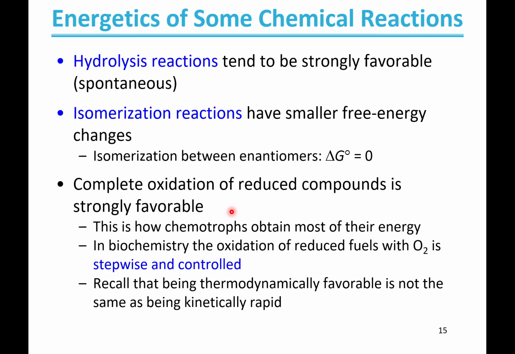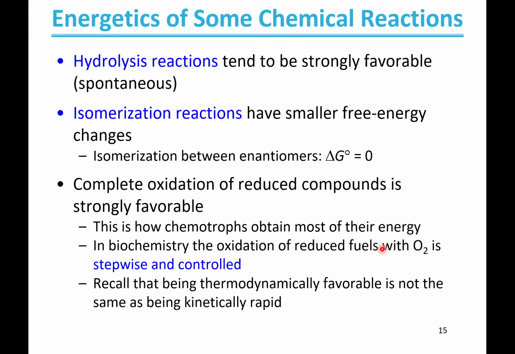Complete oxidation of a reduced compound is strongly favorable. This is how chemotrophs obtain most of their energy. Chemotrophs are living organisms that don't have photosynthesis, basically.